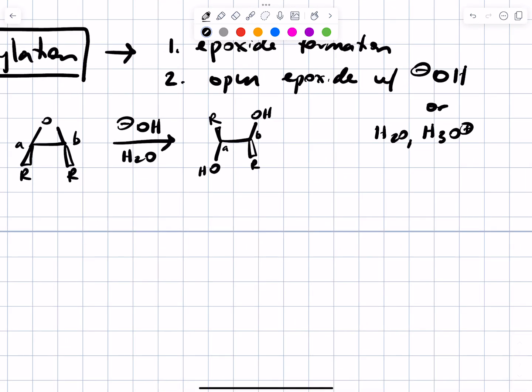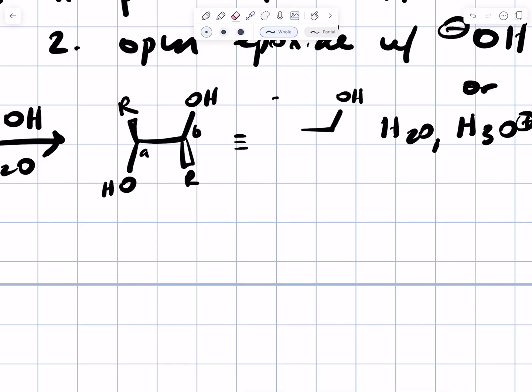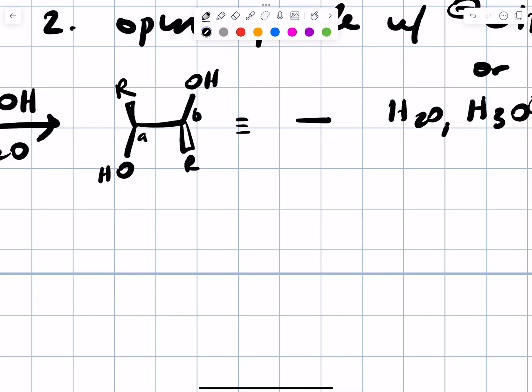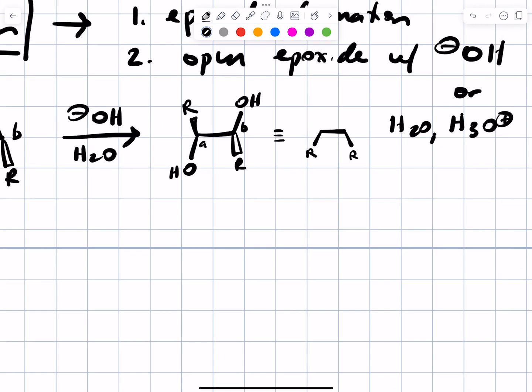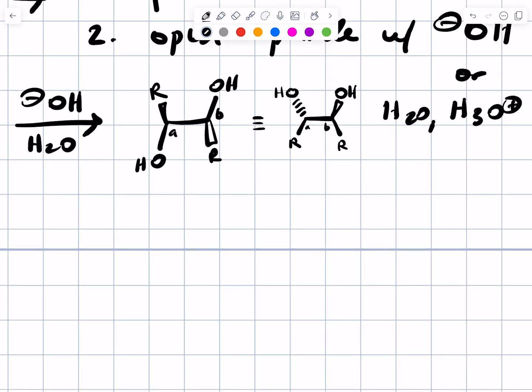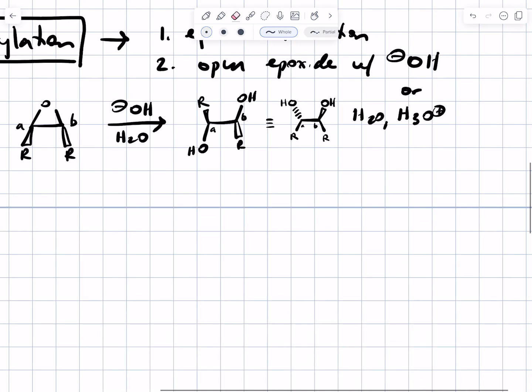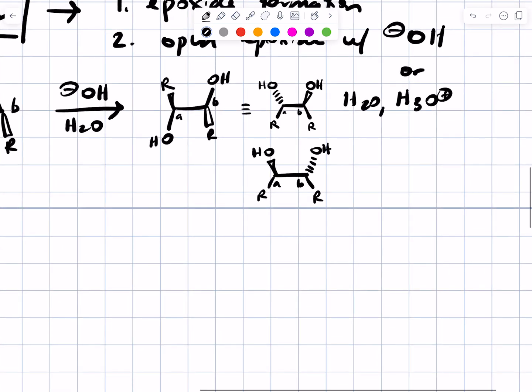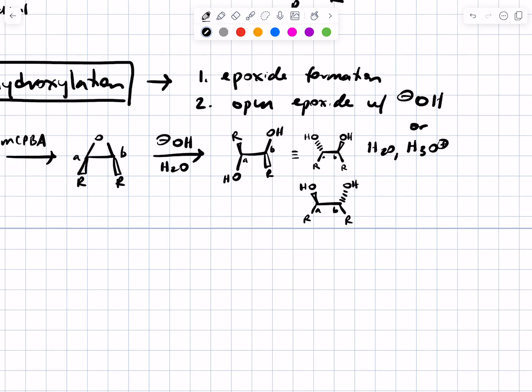And then I could just draw that as the product, though it may be helpful to try to redraw this in a way that helps us see the stereochemistry a little bit better. I'm going to redraw the molecule such that the R groups and carbons A and B are all in the same plane. One of the OH groups would be a wedge, the other would be a dash. Of course, if I had chosen to attack carbon B instead of carbon A, I would get the other enantiomer as my product. You should be able to see that both of those products are chiral. The carbons A and B are stereocenters.